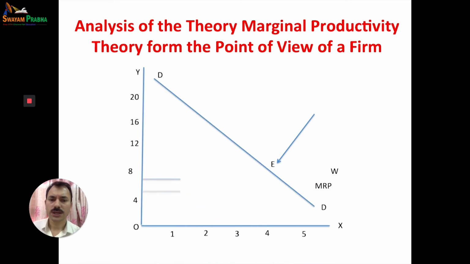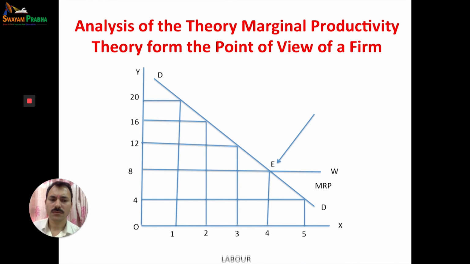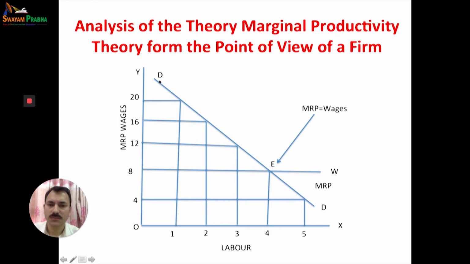See, we can explain with the help of this diagram. On the X-axis we have labor and on the Y-axis we have the MRP or wages, and TT is the demand for labor. This is the wages. Here the wage rate will be equal to the MRP. The higher the wages, the lower the labor. As wages decrease, the demand for labor increases, and simultaneously, as you use more and more labor, the marginal product starts diminishing. There is an inverse relationship between labor and wages. The higher the wages, the less labor we use. As wages decrease, say 20 to 16, 12, 8, 4, the demand for labor increases in the market.